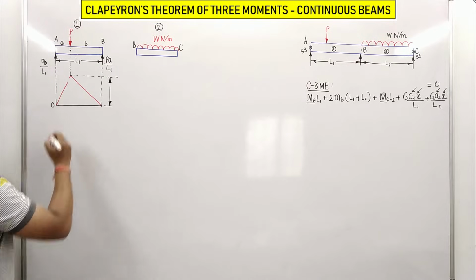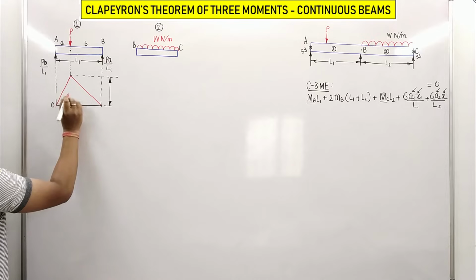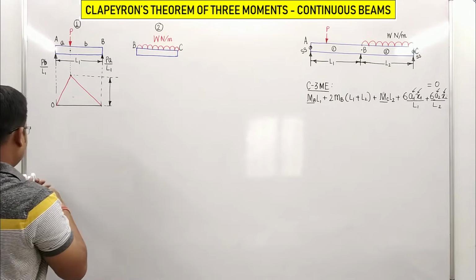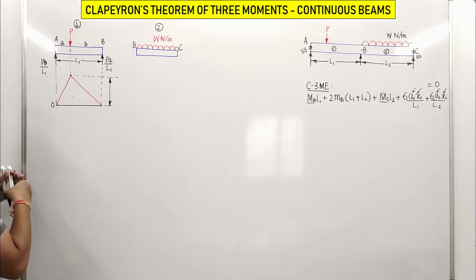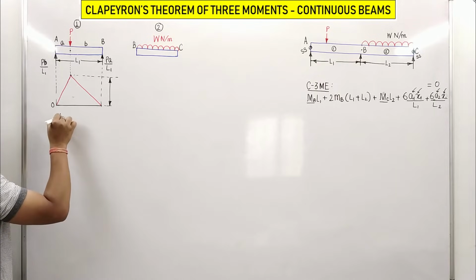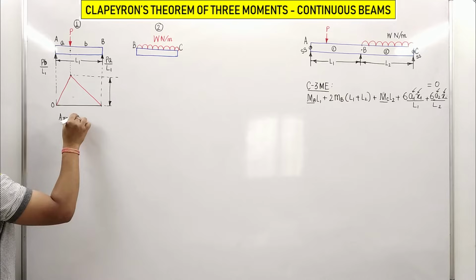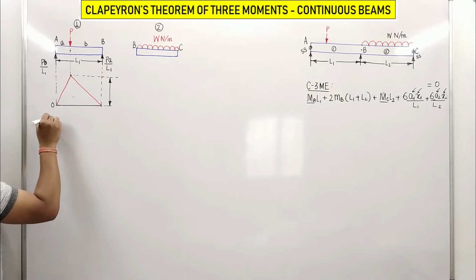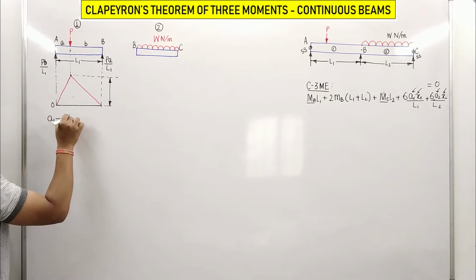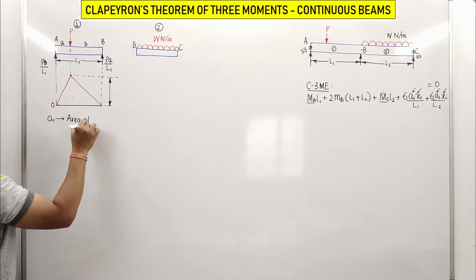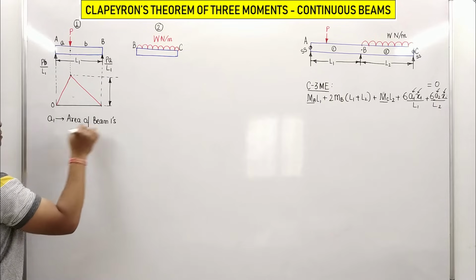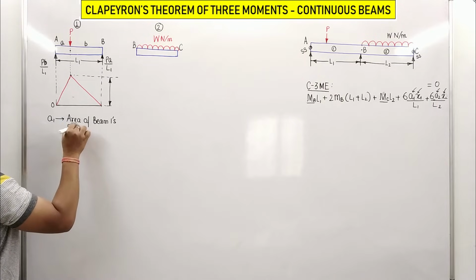Now, if you watch this area of the bending moment diagram, let me write this properly. A1 is nothing but the area of beam 1's BMD.